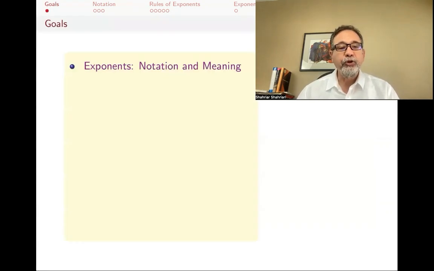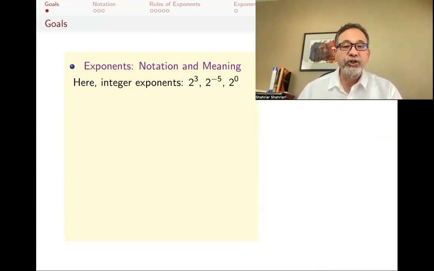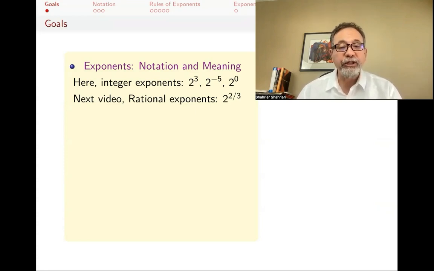In this lecture, I'll tell you about the notation and meaning of exponents when the exponent is an integer, things like 2 cubed, 2 to the minus 5, 2 to the 0, what they mean and how you deal with them. In the next video, we will talk about rational exponents, where the exponent is a ratio of two integers, things like 2/3 or 5/7 and so forth.